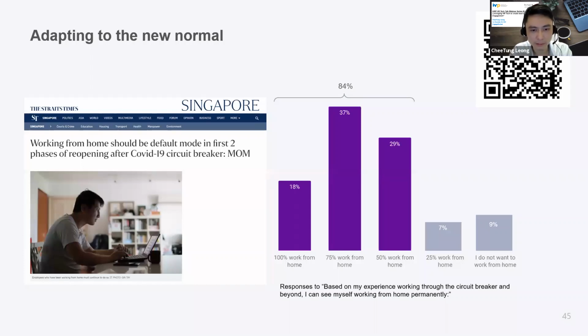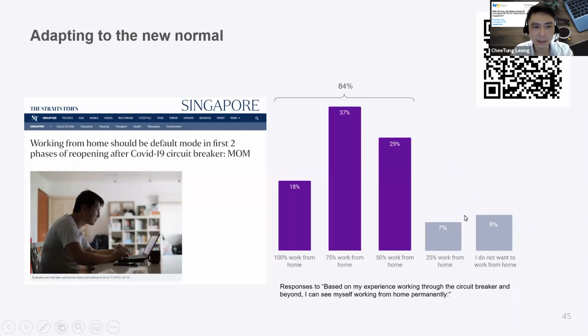This is the question actually. If you look at the question below the chart, it's based on my experience working through the circuit breaker and beyond, I can see myself working from home permanently, half the time, a quarter of the time, three quarters of the time, or 100% of the time. So you'll see that actually only less than 10% of people said that they do not want to work from home. And even only one quarter of the time, that's still more than one day a week or 1 week in a month. So it's still a considerable preference to work from home.